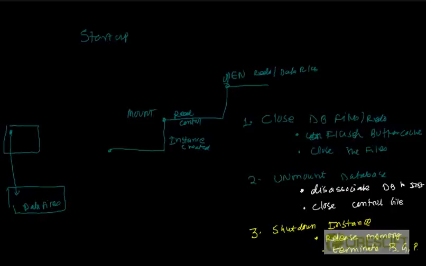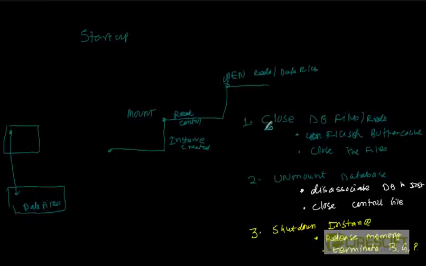There are three different modes in which you can shut down the database. The one where you give the command shutdown means all three things are going to happen: it's going to close the DB files, unmount, and shut down the instance. By default, that mode is called normal. So if I just write shutdown, that means a normal shutdown.